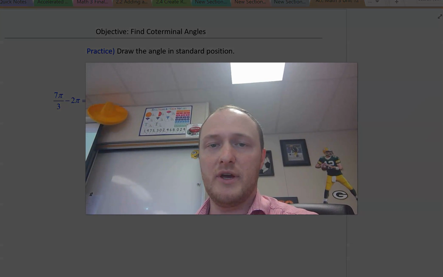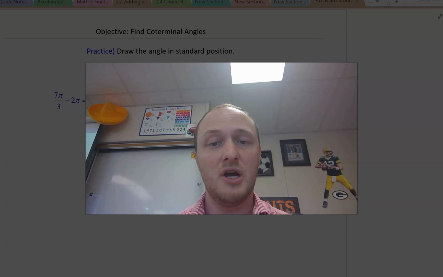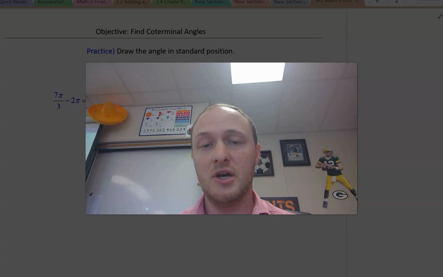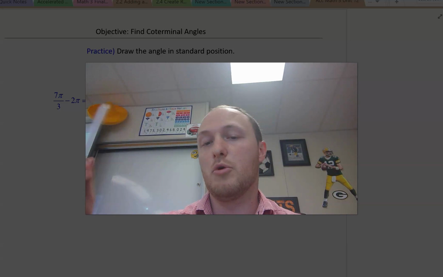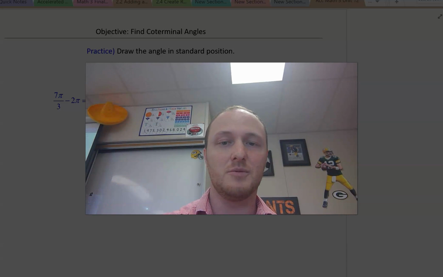Okay, and that is it. That is it for coterminal angles. Hey, remember, coterminal angles are angles that end in the same location. You can have angles that go in the negative direction. You can have angles that go around multiple times, called revolutions, okay? And they're coterminal if they end in the same spot and they have the same coordinate values. We'll talk about that next lesson.